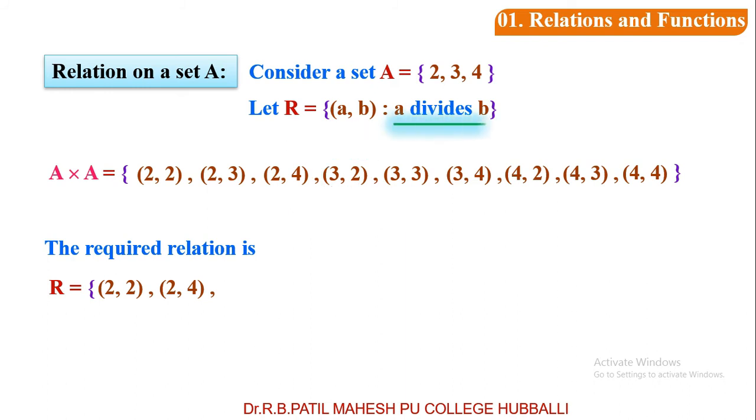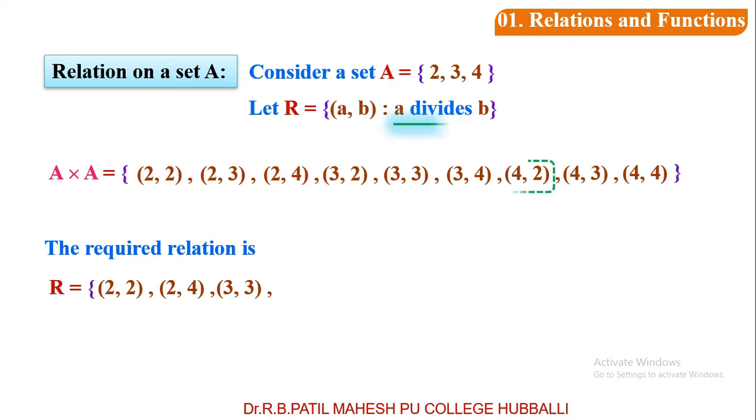I am teaching you how to write set builder form into roster form of a relation. The next ordered pair 3, 3. Is 3 divides 3? Yes. You can observe A divides B, 3 divides 3. Then write 3, 3. Next ordered pair 3, 4. A is 3, B is 4. Is 3 divides 4? No. Then don't write 3, 4.